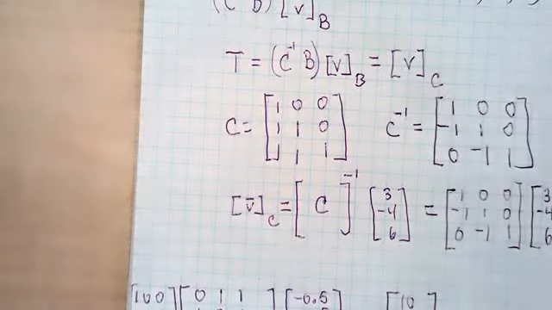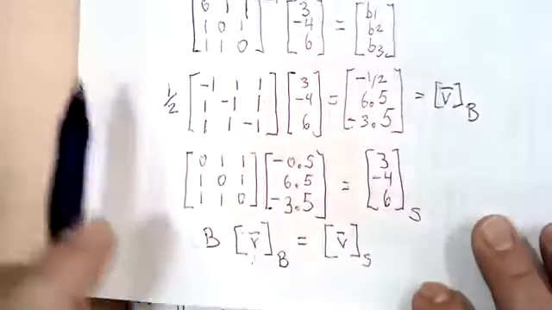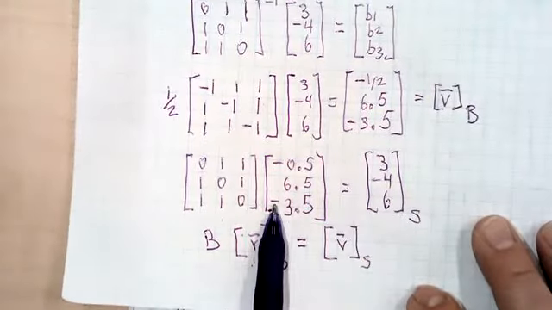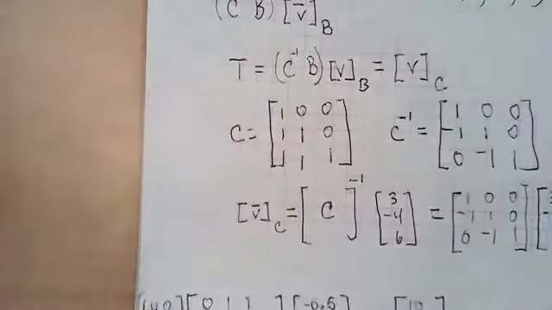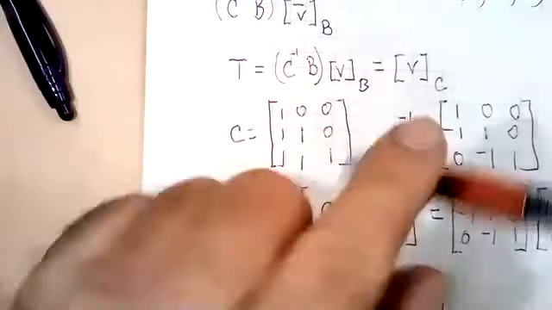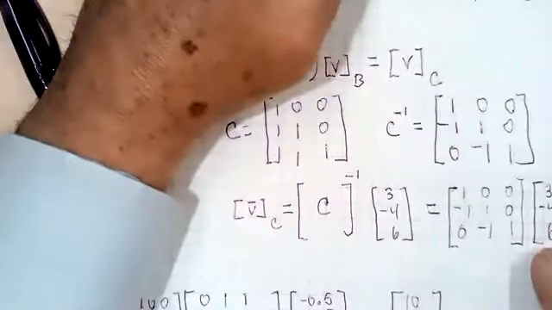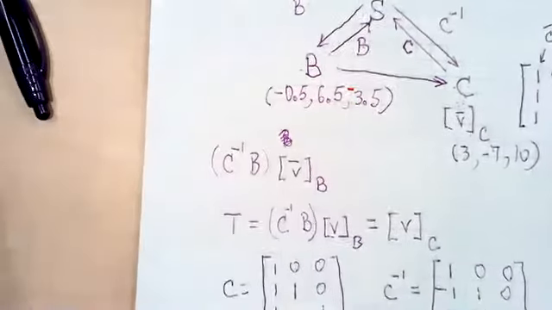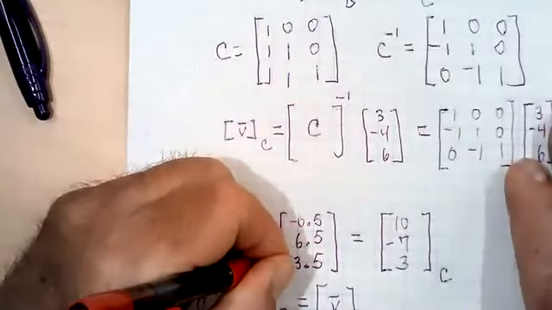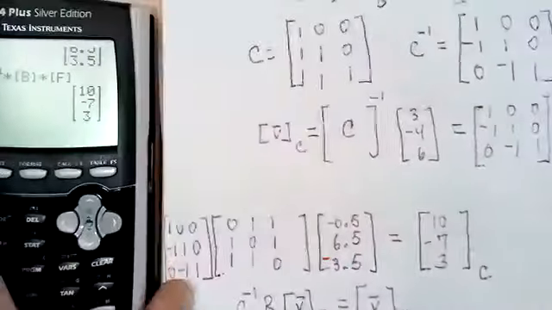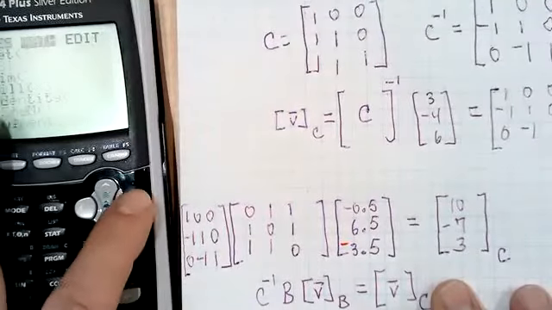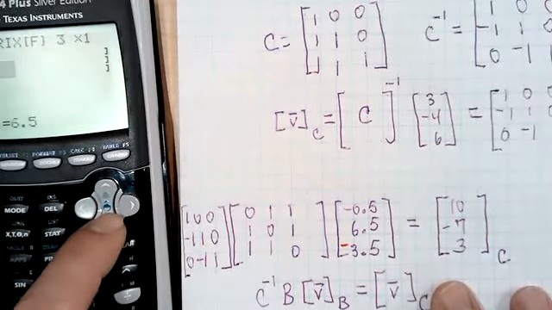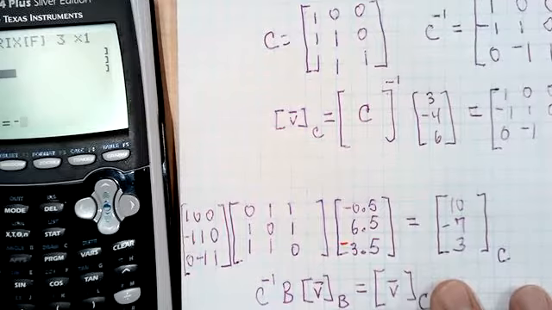Oh, look here. Negative 3.5, negative 3.5, positive 3.5. So there's an error there, which produced an error here. Okay, let's try it again. Go back to matrix F and minus 3.5.